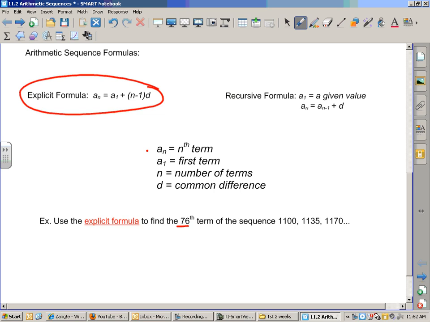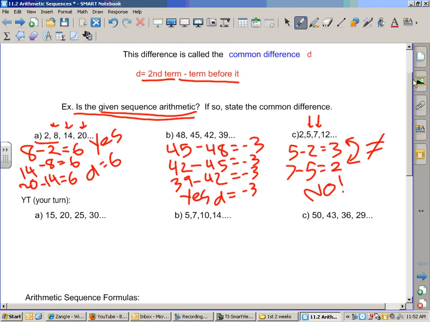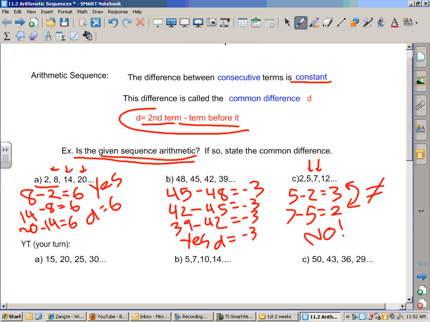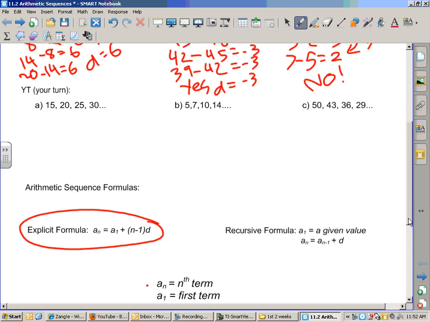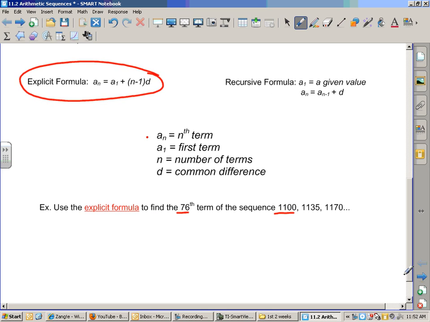A1 is always the first term. So in this example given, 1100 is our A1 because that's the first thing they give you. And n is the number of terms. Now in this example, they want to know the 76th term, so that's your n. And D is your common difference. They didn't give you the common difference, but we just learned at the top of the page how to figure out the common difference. Our equation for figuring out the common difference is still taking the second term and subtracting the term before it. So that's the first step in this problem, is find D.